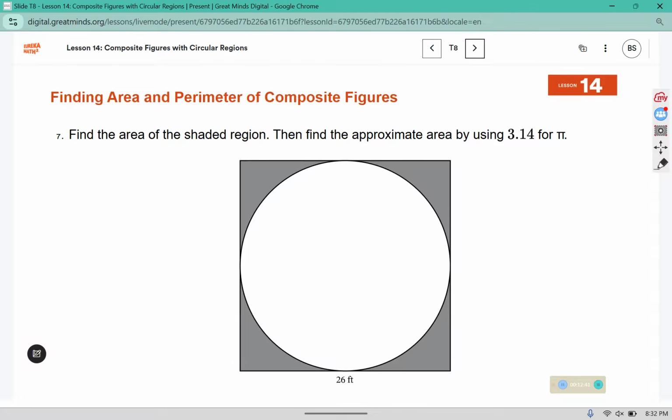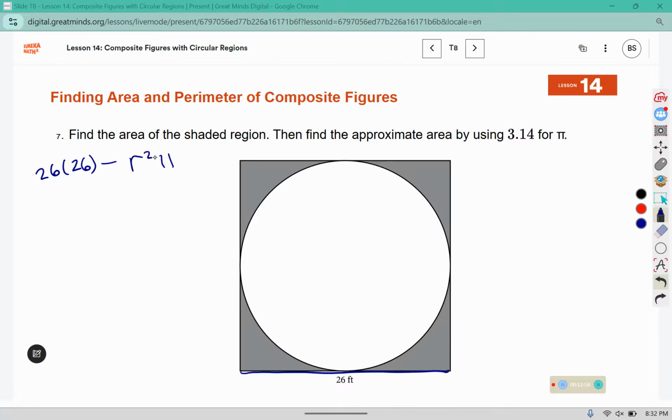Find the area of the shaded region here. Then find the approximate. So this one has a square, has a base of 26 and a height of 26. And then we're going to remove the circle piece. This is a full circle, so we'll use radius squared times pi. The distance across the circle is 26. So the radius is half of that distance. Half of 26 is 13.